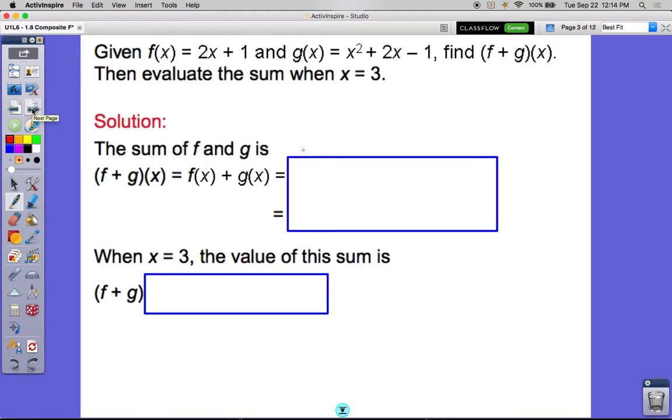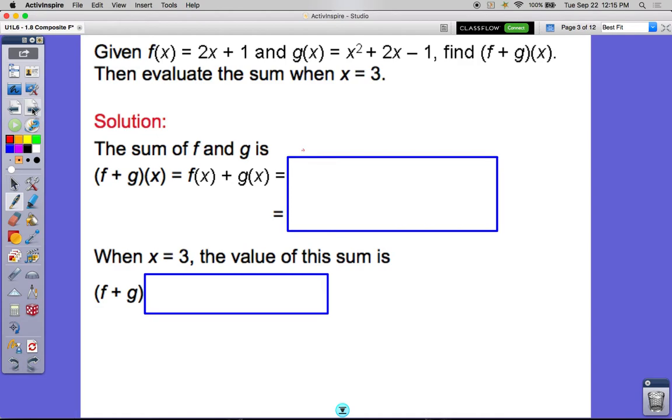Take a look at this example where f of x is equal to 2x plus 1, and g of x is equal to x squared plus 2x minus 1. They're asking you to find f plus g of x, then evaluate the sum when x is equal to 3. So we have a couple of approaches here. We're going to take a look.